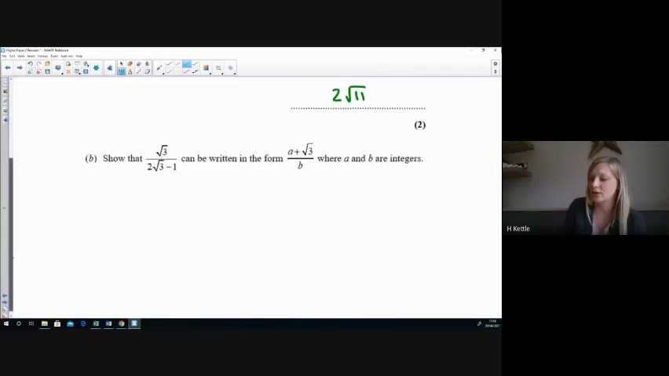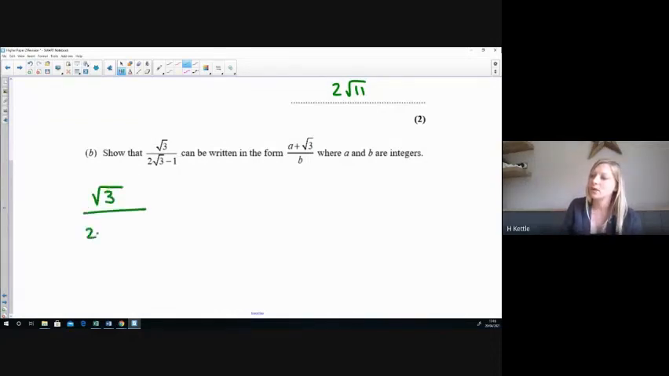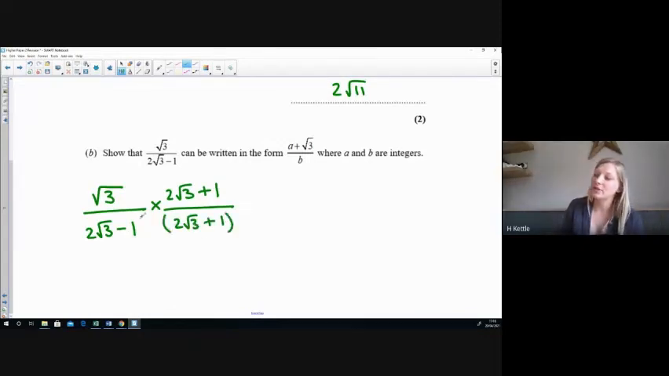Now, slightly trickier is when we've got two terms on the denominator. We've got a surd, and we've got another, a constant in this case as well. Now, to get rid of that, what we need to do, let me rewrite the question, is multiply by the conjugate, which is the same, but the opposite. So I'm going to multiply by 2 root 3, add 1, and 2 root 3, add 1. Put it in brackets if you find it helpful, because remember, we're going to need to multiply all of these terms together.